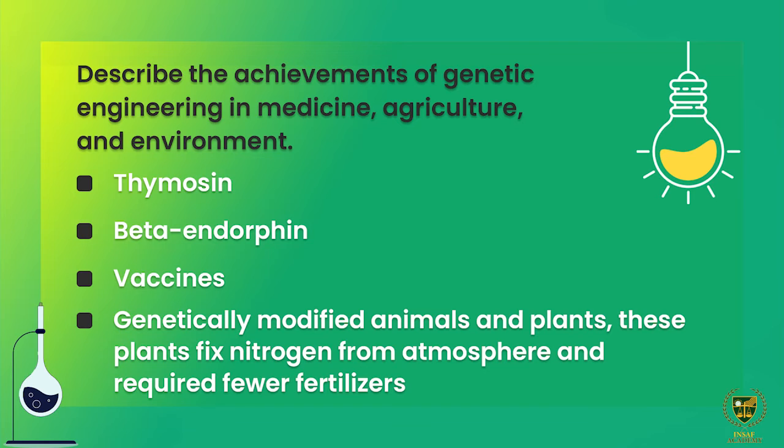Vaccines, dear students, we have discussed in detail: the materials which contain dead or weakened microorganisms, which provoke our immune system to make antibodies against them or to mobilize the cells. Genetically modified animals and plants, these plants fix nitrogen from the atmosphere and require fewer fertilizers.